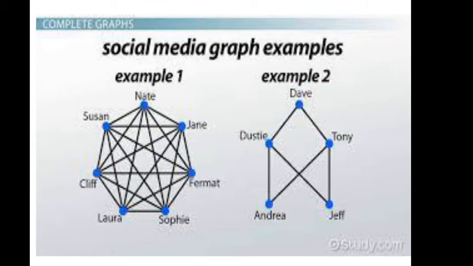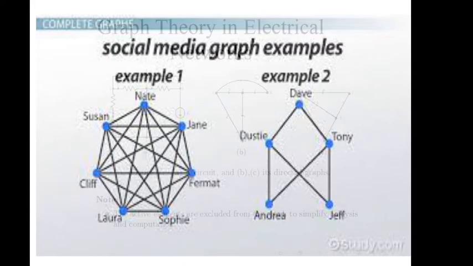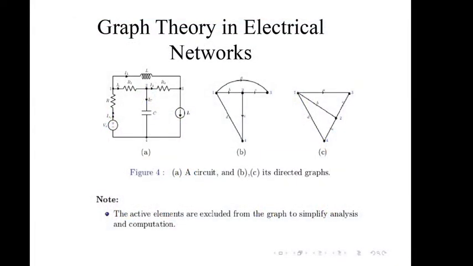Here is an example of a social media graph. The first graph is a complete graph where all the 7 friends are friends to each other. And in example 2, we can see Dave and Tony are friends, whereas Dave and Jeff are not friends. Graph theory in electrical networks. An electrical network can be represented in graph theory, and here is a picture of how an electrical network can be represented as a directed graph.